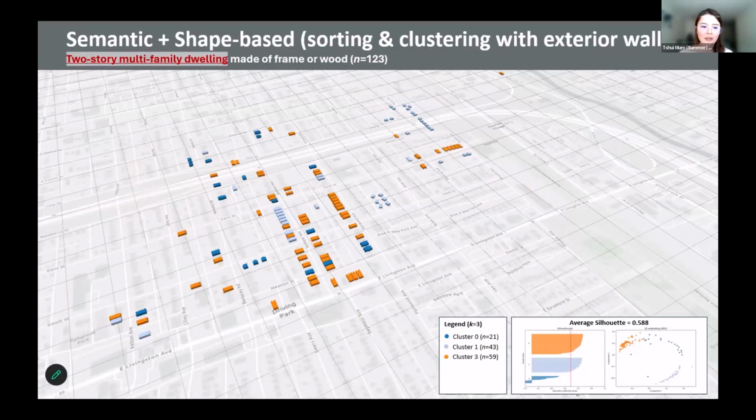And now we are looking at the overview of the result from our second approach, where we do semantic sorting before we do shape-based clustering. Specifically, we're looking at a two-story multifamily dwelling made of frame or wood. So with these 123 buildings, we have 3 different clusters with an average silhouette score of 0.588, which is a pretty good result.